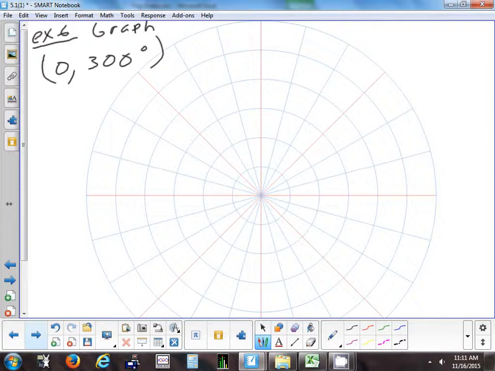Okay, this time my radius is 0. My angle is 300. What do you think is going to happen here? Kelly? Yeah, okay. We don't go left and right at all. We just stay right where we are. And we spin in place 300 degrees. Just make sure you stop spinning at 300.